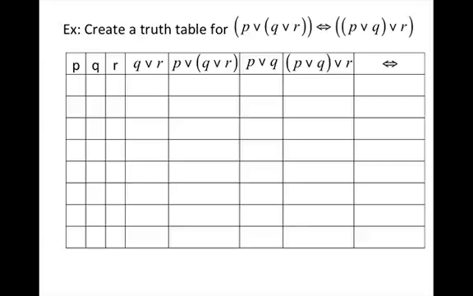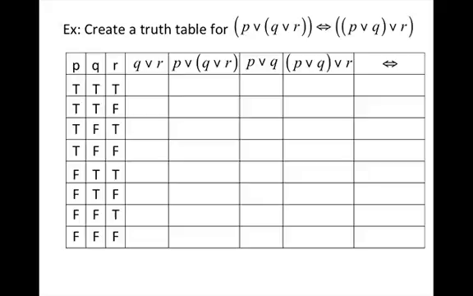Now to fill in my values, the values for P are true, true, true, true, and then false, false, false, false. Q alternates true and false values 2 at a time. So I have true, true, false, false, true, true, false, false. R just alternates true and false. So true, false, true, false, true, false, true, false.